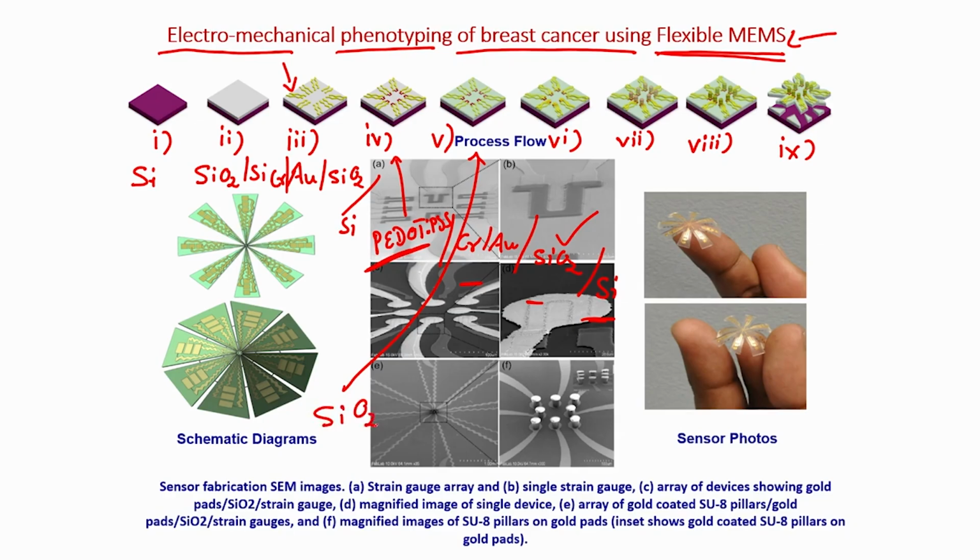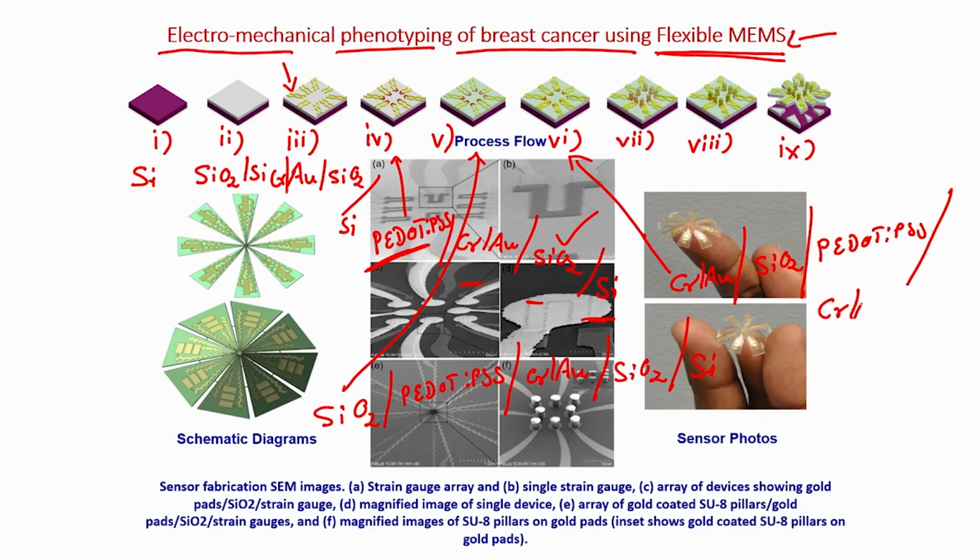Next step, fifth step, process number 5. Now we have silicon dioxide on PEDOT:PSS on chrome gold on silicon dioxide on silicon. Okay. Next step, which is the sixth step, now we have gold electrodes. So, we say chrome gold on silicon dioxide on PEDOT:PSS on chrome gold on silicon dioxide on silicon.